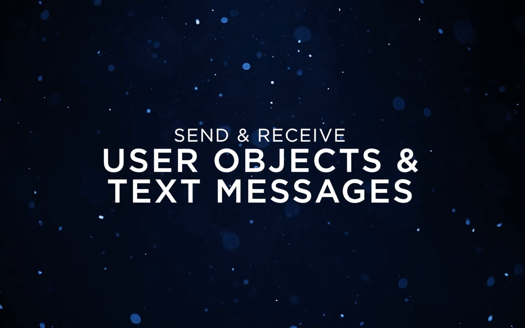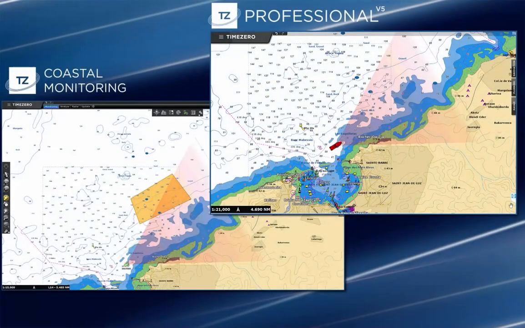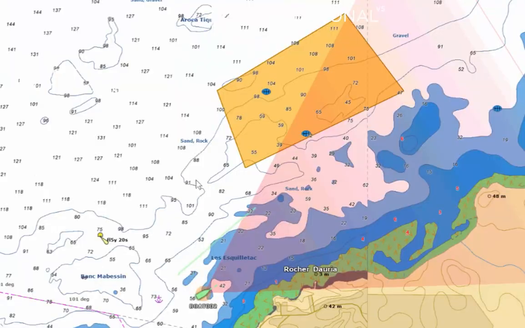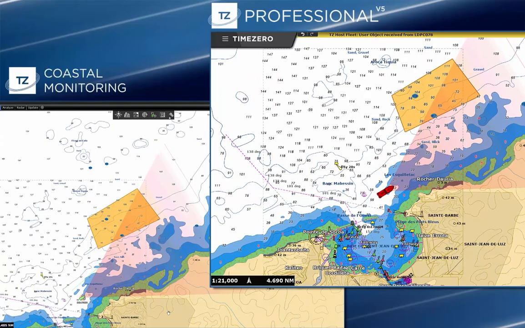Send and receive user objects and text messages. With the TZ Host solution, user objects and messages can be sent directly from TZ Coastal Monitoring Remote to the vessels of the fleet. To send a user object, simply right-click on a user object and select Send to. Then, select the vessel you wish to send the object to.